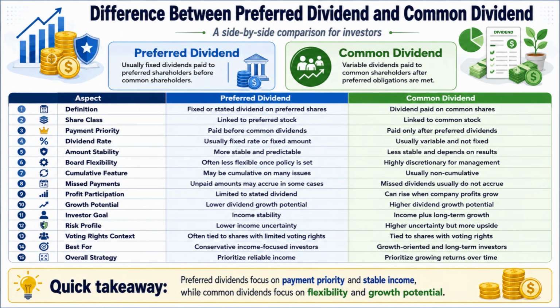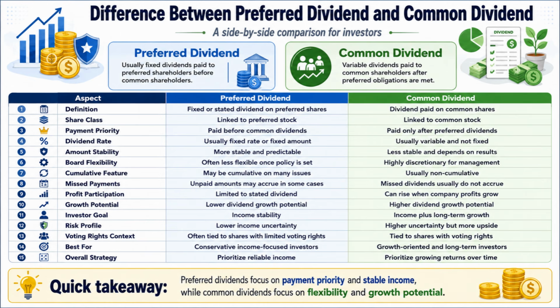Number 6. Preferred dividend often gives the board less flexibility once the policy is set, whereas common dividend is highly discretionary for management. Number 7. Preferred dividend may be cumulative on many issues, whereas common dividend is usually non-cumulative. Number 8. In preferred dividend, unpaid amounts may accrue in some cases, whereas in common dividend, missed dividends usually do not accrue.